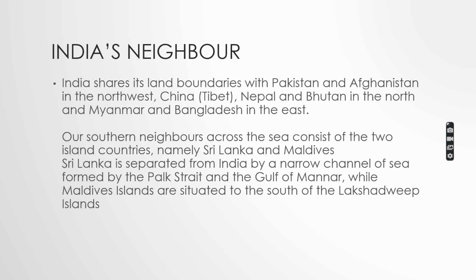India's neighbors. India shares its land boundary with Pakistan and Afghanistan in the northwest, China, Nepal and Bhutan in the north, and Myanmar and Bangladesh in its east. Our southern neighbors across the sea consist of two island countries, namely Sri Lanka and Maldives. Sri Lanka is separated from India by a narrow channel of sea formed by the Palk Strait and the Gulf of Mannar, while the Maldives Islands are situated to the south of Lakshadweep Islands.